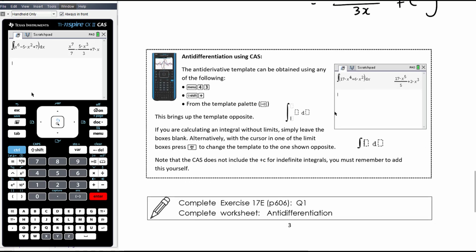Okay, so the work today is just question 1 from exercise 17E, and then there's an additional worksheet on antiderivatives.